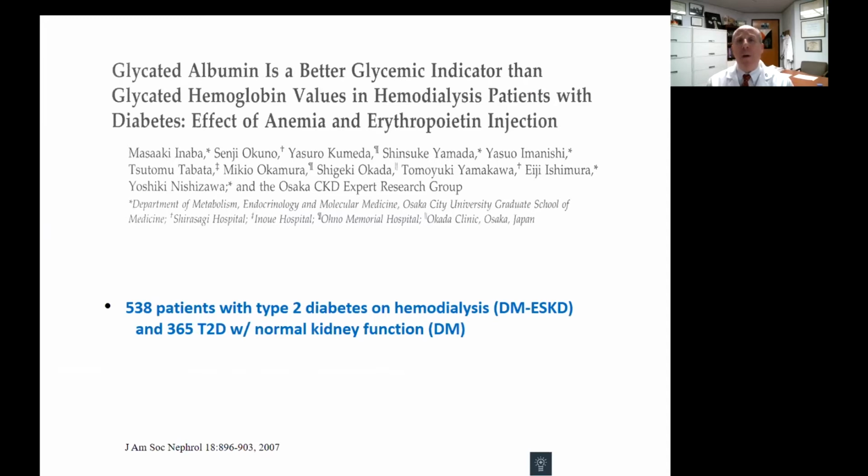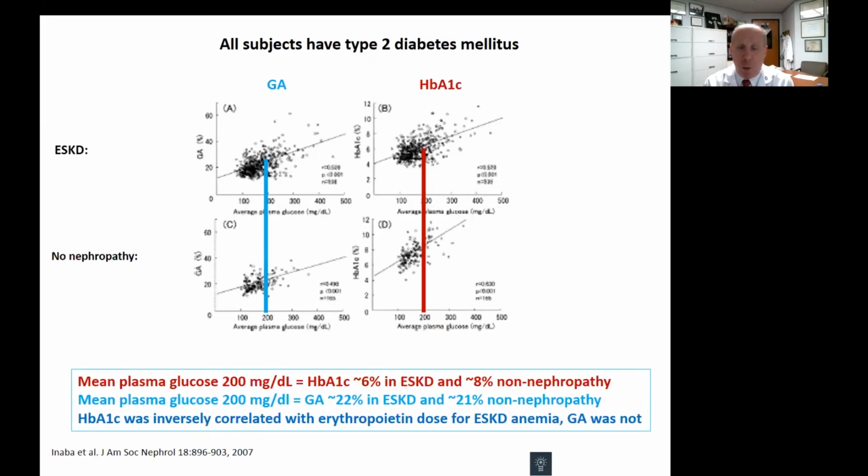But what opened my eyes to this field way back in 2007 was what I consider the seminal report by Inaba and his group in Japan. Inaba reported the effects of glycated albumin versus hemoglobin A1C in 538 patients with type 2 diabetes mellitus on hemodialysis. He contrasted that with 365 patients with type 2 diabetes who had normal kidney function. And this study really is eye-opening.